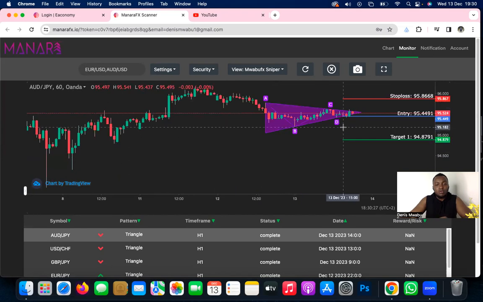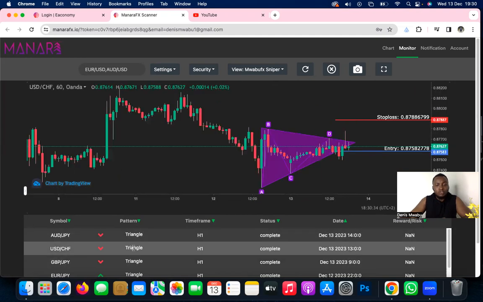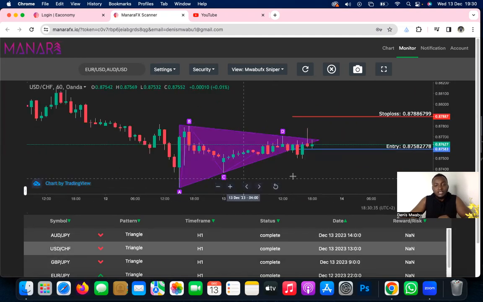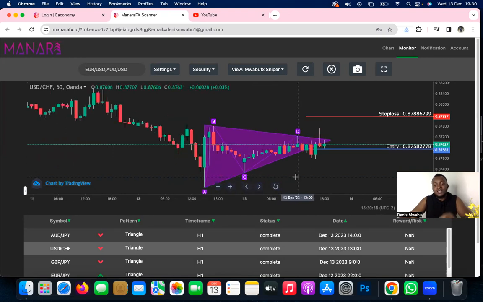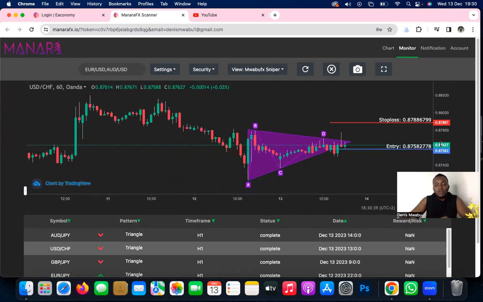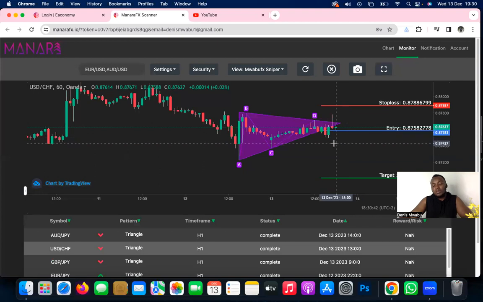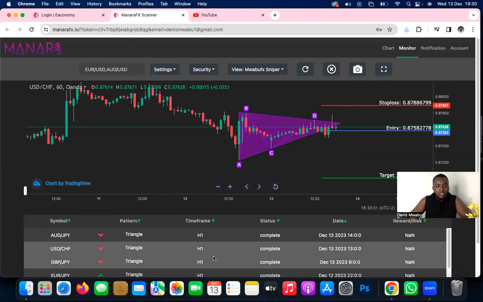So on this triangle, what we'll be waiting for is a break of this triangle. If you come here on USD CHF, we can also see there's a triangle that has formed. On this triangle, what will we be waiting on the 1 hour time frame? Tomorrow when the market opens, all we'll be waiting for is a break of this triangle, either from the down or from the up, and then you'll be able to take a trade.